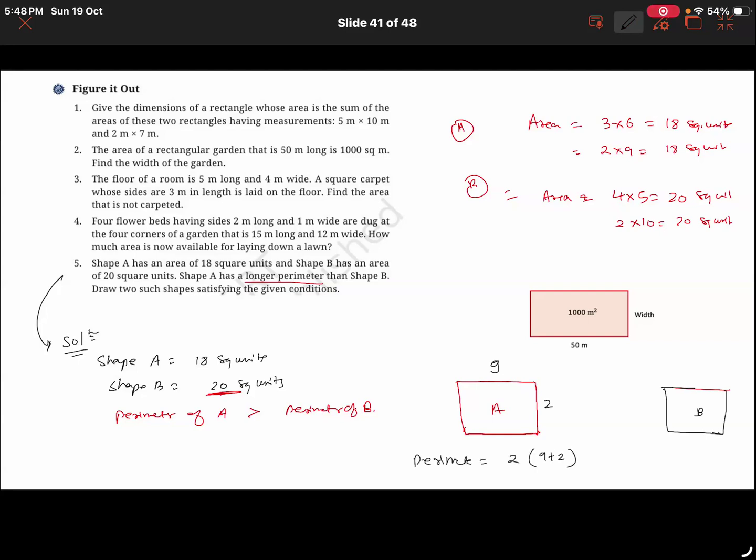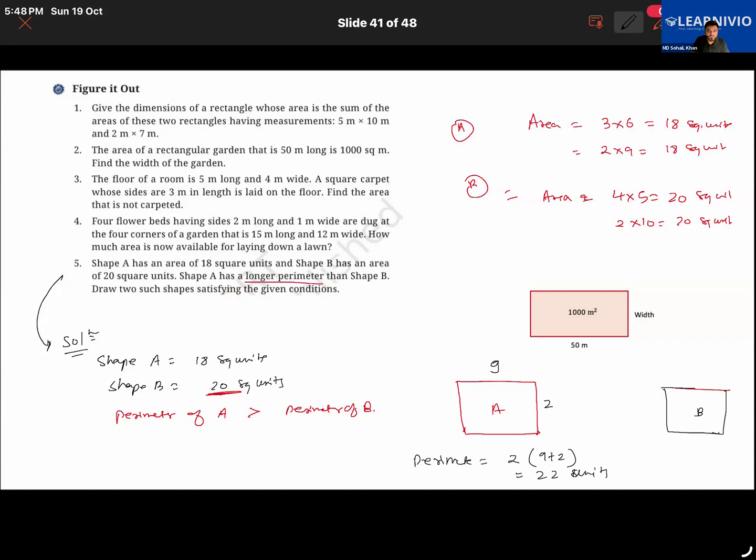9 plus 2 is 11. 11 into 2 is 22. 22 units will be the perimeter. Okay. Now for shape number B, in the question it is already mentioned that shape B has a lesser perimeter.